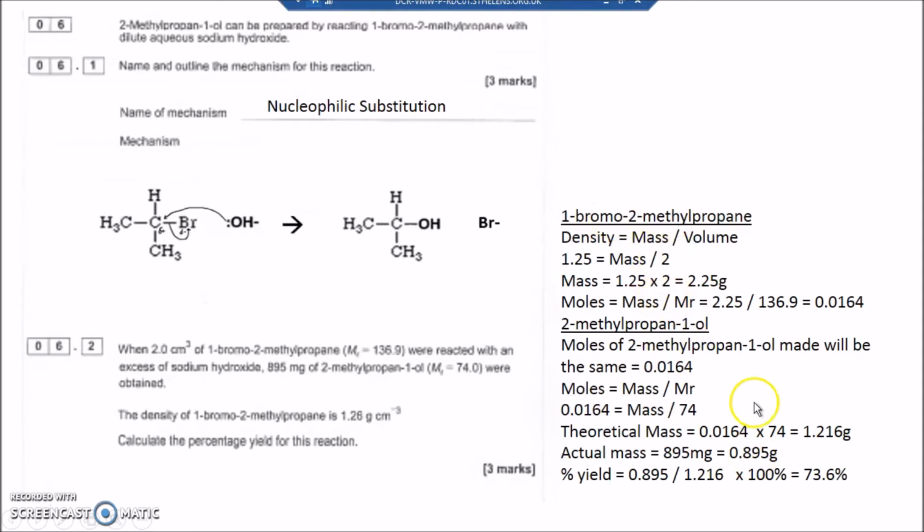So from all of my maths and my chemistry, it tells me I should make 1.216 grams. I've actually made 0.895 grams, so I've made less than I could have done, which is no surprise. Yield: small number divided by big number multiplied by 100, 73.6%. Let's check out why it's only to 3 significant figures. It's because 895 is to 3 significant figures, 1.26 is to 3 significant figures, so 3 significant figures seems to be appropriate accuracy to use.